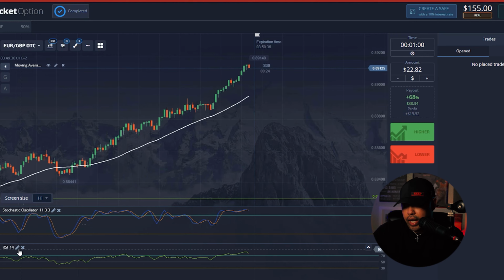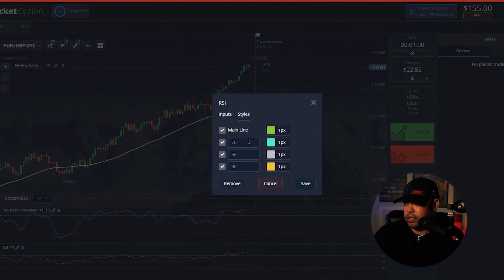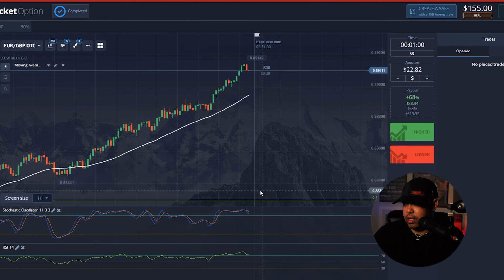And then RSI, set the default to 14. If it's not 14, change it to 14. And then styles, I leave default 70, 50, and 30. You can actually take off 50. You don't really need it, but I use it as a gauge for helping where the direction of the trend is going. And then keep everything else the same, or change the line weights if you want, and hit save.